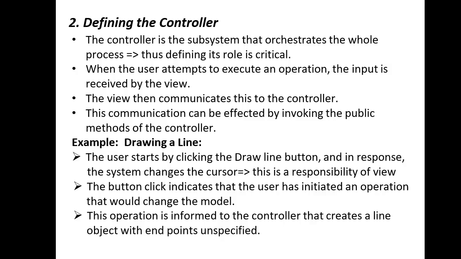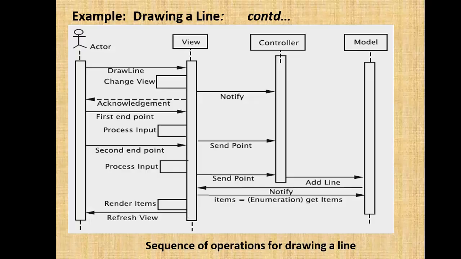An example is drawing a line. The user starts by clicking the draw line button, and in response the system changes the cursor. This is the responsibility of the view. The button click indicates that the user has initiated an operation that would change the model, and this operation is informed to the controller, which creates a line object with unspecified endpoints. So this is regarding defining the controller. Next are the different sequence diagrams with respect to drawing a line.